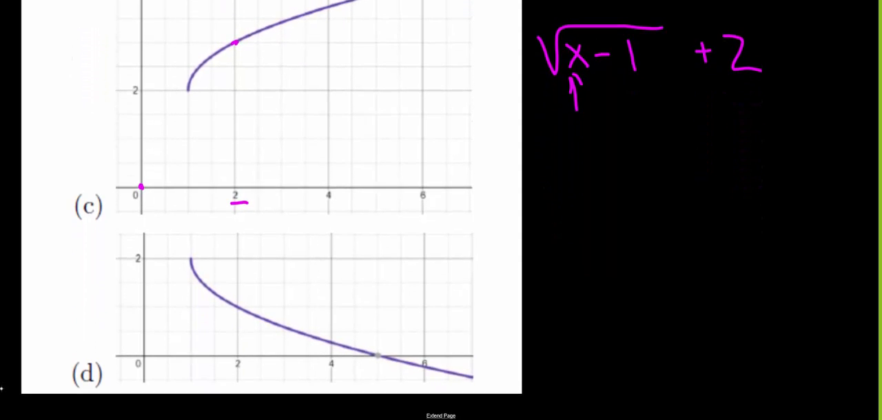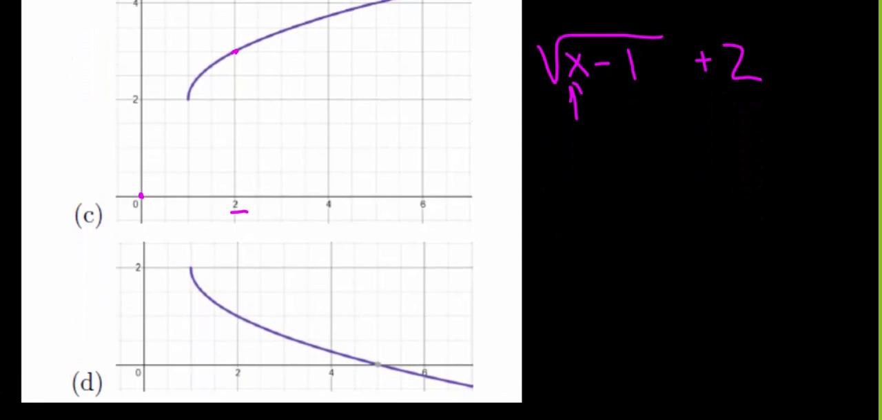Okay, what about this one? That one looks just like that other one, except it's been flipped. So this one is going to be negative square root of x minus 1, plus 2. See, we just flipped it. That's the difference. Okay? Everybody see that?